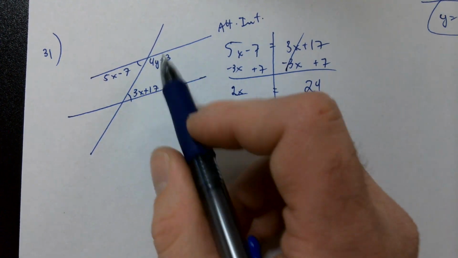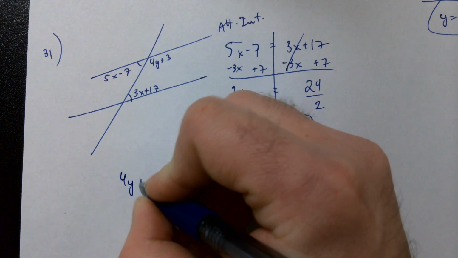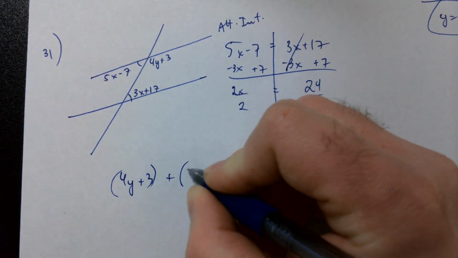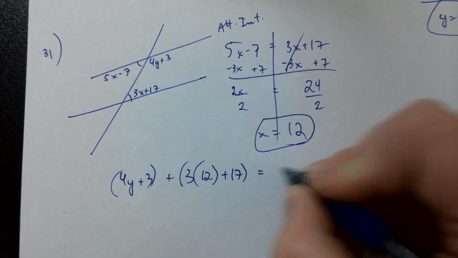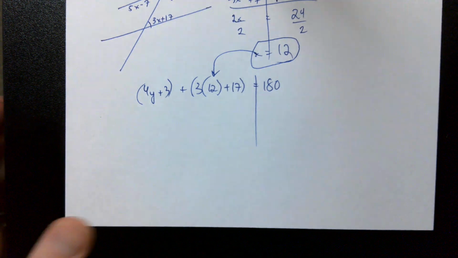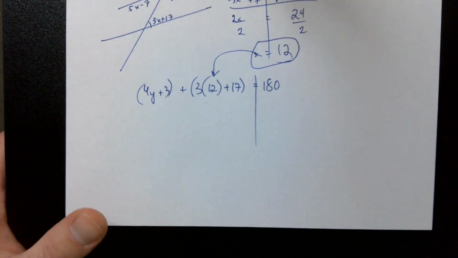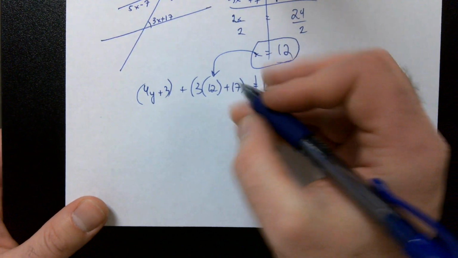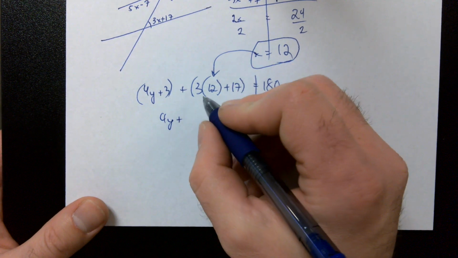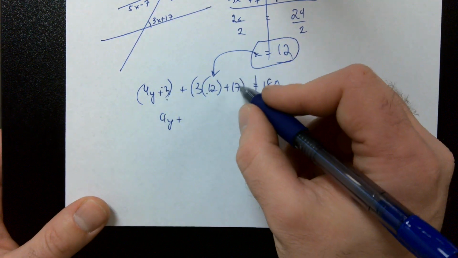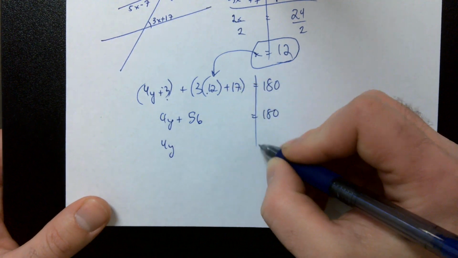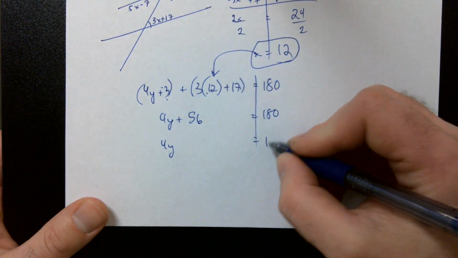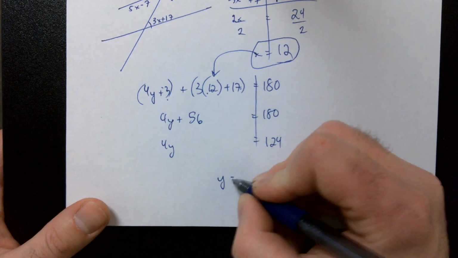Again, I can set up these consecutive interior angles, 4y plus 3 plus 3x plus 17 equals 180. I throw the 12 in there for x, and then I just evaluate and solve it out, right? So this should give me 4y plus 36, 37, 38, 39, 40, 56. Is that right? Yeah. So that's 124. Y is equal to 31.